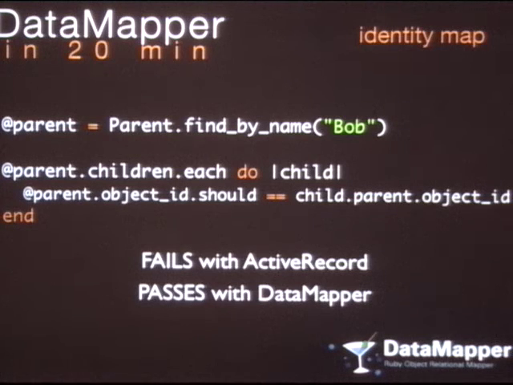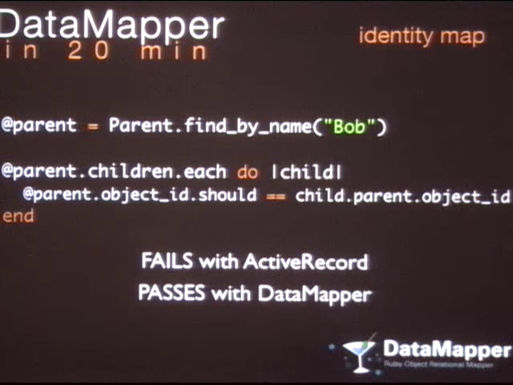If you have DataMapper, the find is slightly different unless you use a plugin to have the same type of find as ActiveRecord. But basically what we do is we get a parent by its name, and then the parent has a relationship with children, so he has many children, and we're going to loop through the children, and we're going to look at the object ID of the parent that we had before, and we're going to compare it through the association, and we're going to make sure that the two object IDs are the same. The problem is that with ActiveRecord, this is going to fail. It's going to return false.